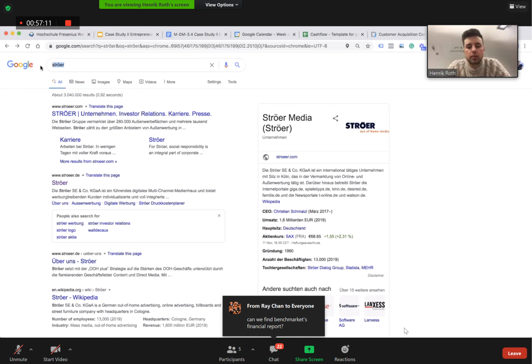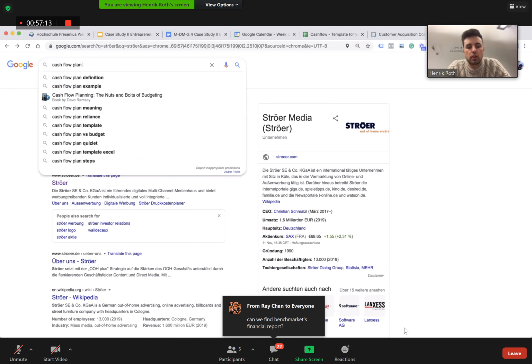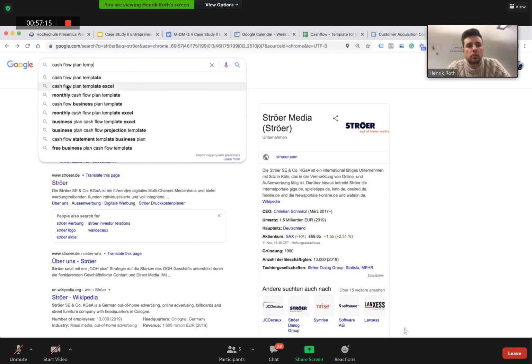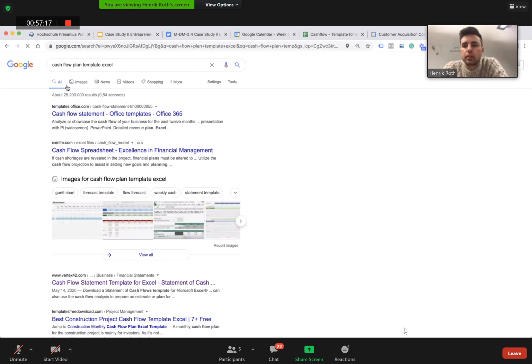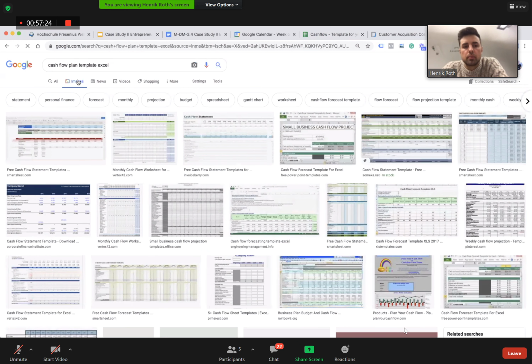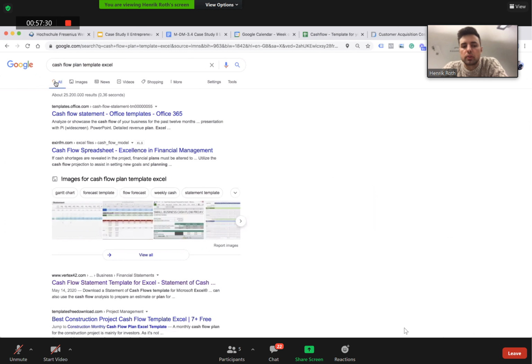If you type in, I don't know, cash flow plan template Excel, you will find a lot of spreadsheets and templates you can just use. No problem. I always use templates for that.